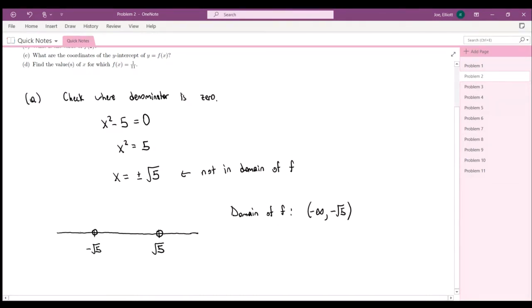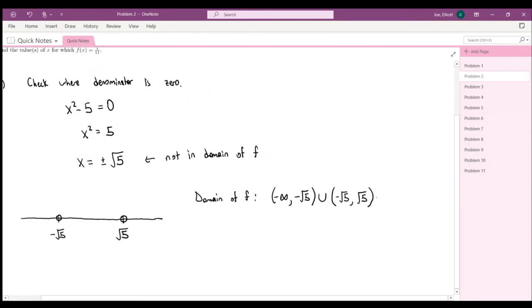All right. Now that's just one part of the domain though. So we also have everything between minus root 5 and root 5, which should also be in the domain of f. So I'm going to union the interval of everything between minus root 5 and positive root 5. Again, I use parentheses because I want to exclude my two endpoints. And then there's one more part to the domain, which is everything from root 5 outwards to infinity. So in addition, I'm also going to union the interval starting at root 5 out to infinity. And then again, parentheses to exclude the endpoints. All right?